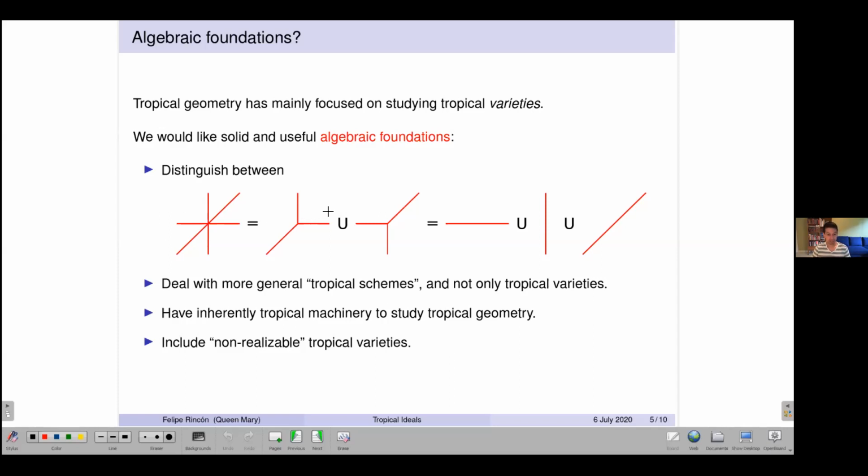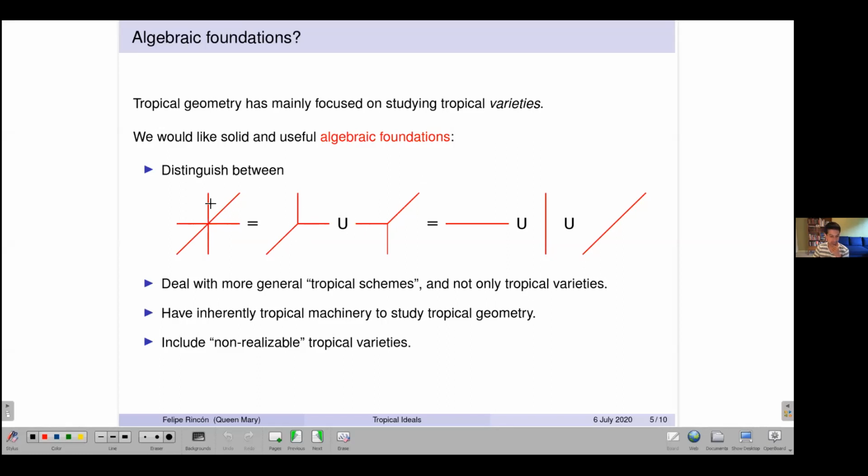Okay, so I was talking about this example. Here's a tropical variety, the union of these three lines, for instance. You can see it, you can decompose it as a union of two tropical varieties in different ways. I'll talk about non-realizable varieties when I get to that, but you can decompose it as the union of a line, a tropical line, and a tropical quadric.